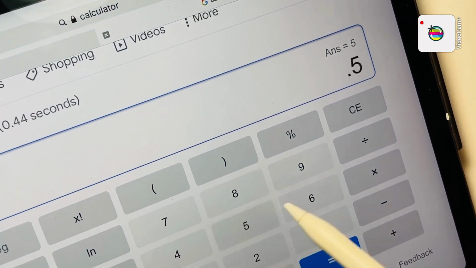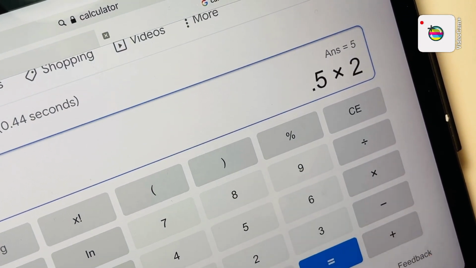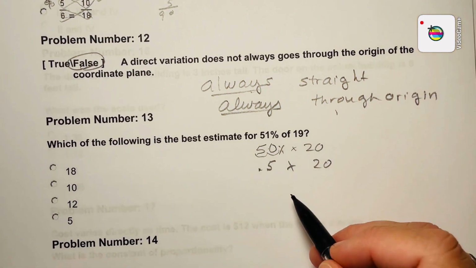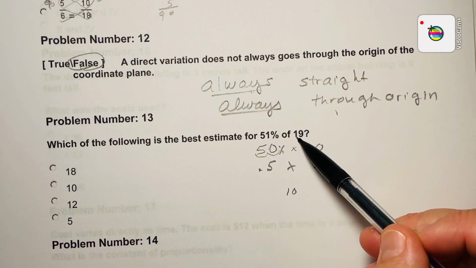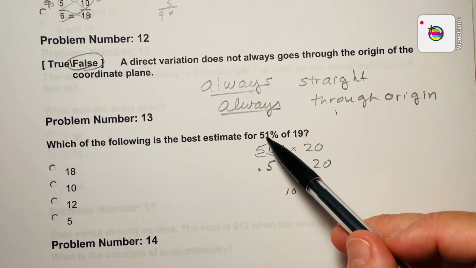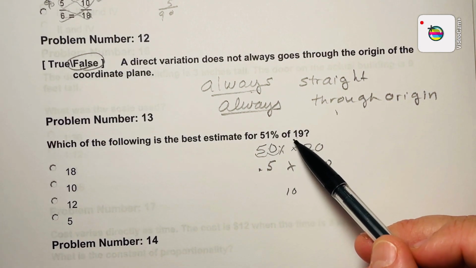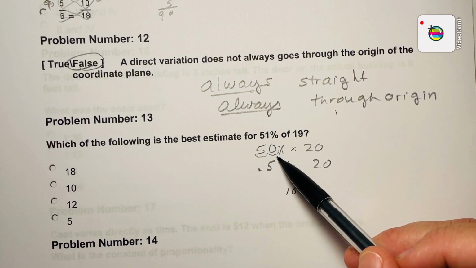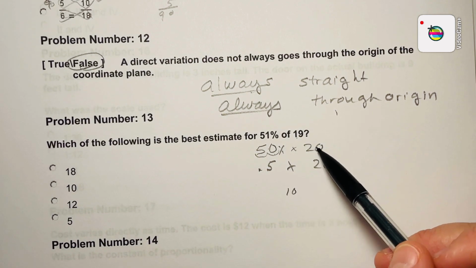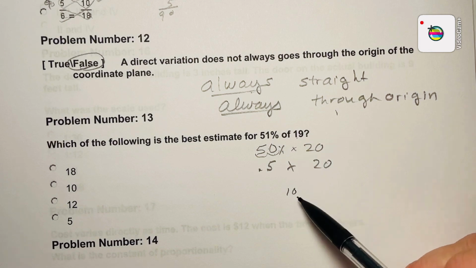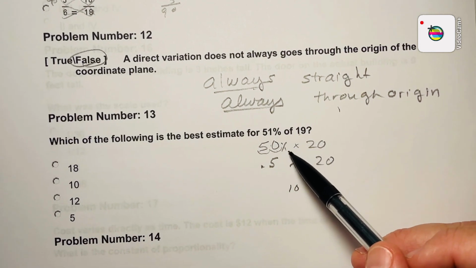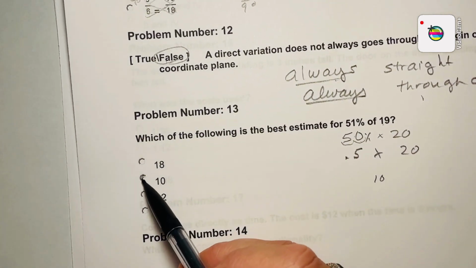Okay, 0.5 times 20 is 10. So that's the best estimate. Sometimes you don't know how to get exactly 51%, but if you round it to 50, that's close enough. Round that to the nearest whole number, that's close enough. So 51% of 19 is going to be close to 10.